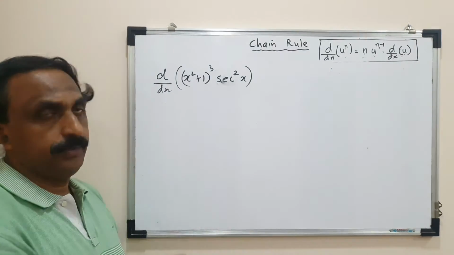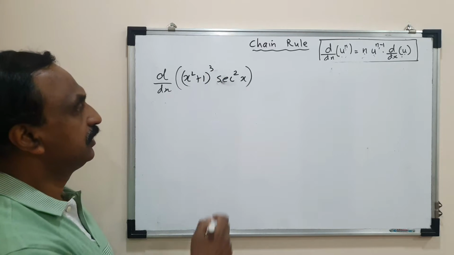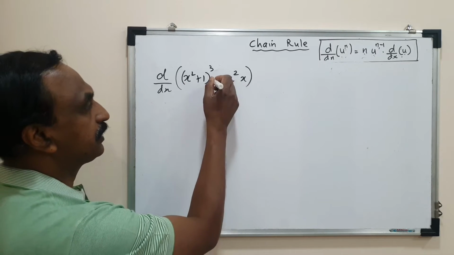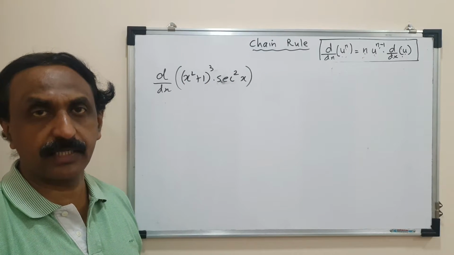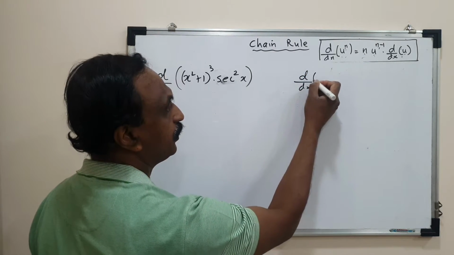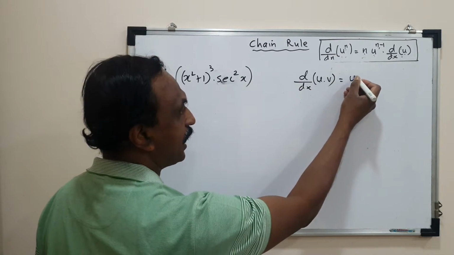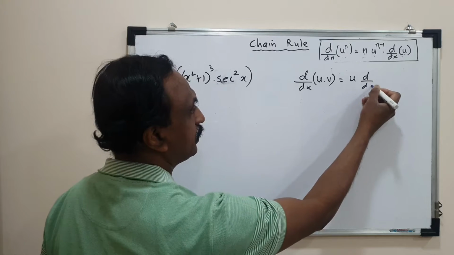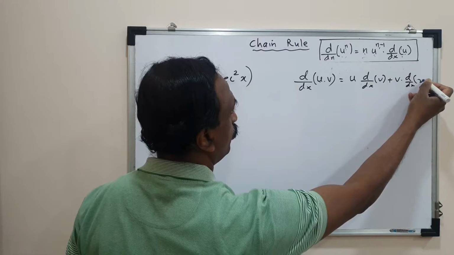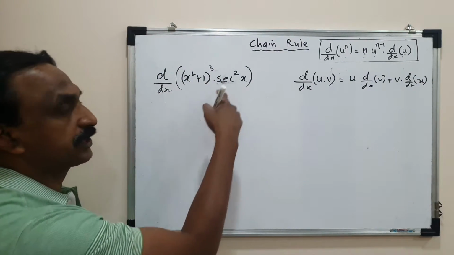Let's try to do this problem. You need to find derivative of (x square plus 1) the whole cube into sec square x. What are the operations? There are two terms here. This is one term, this is the other term. They are connected by the multiplication sign. And you remember, whenever we want to apply derivative of u multiplied with v, what is the technique we use? The first function as it is, derivative of the second, plus second as it is, derivative of the first. So we need to apply this product rule here, because the operation between the functions is product.